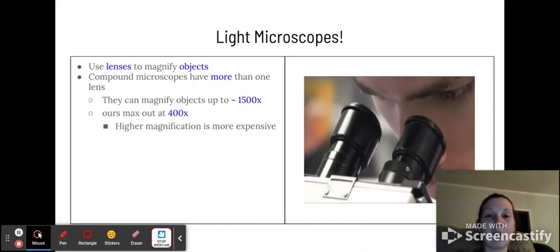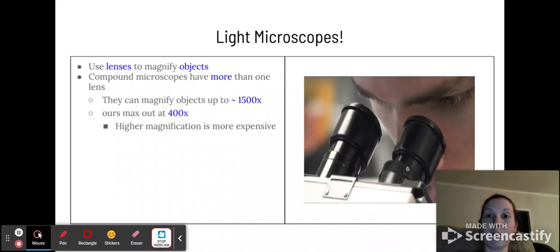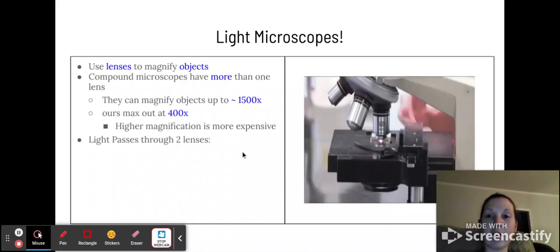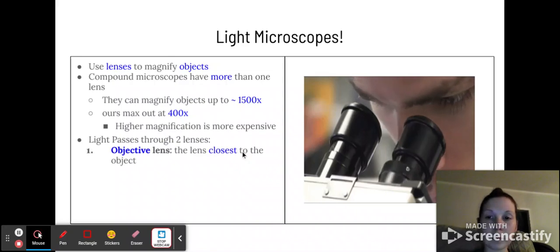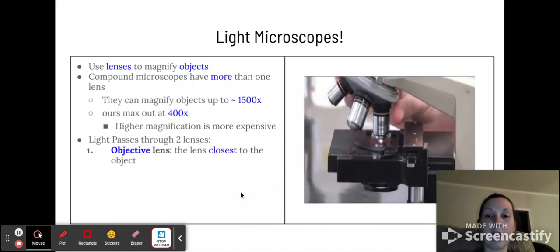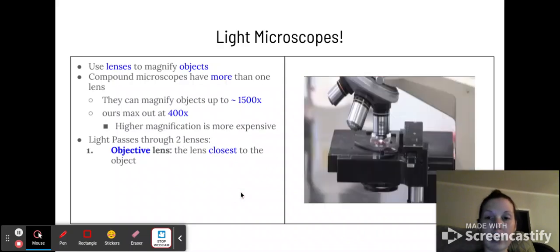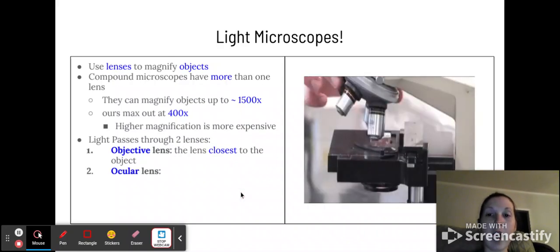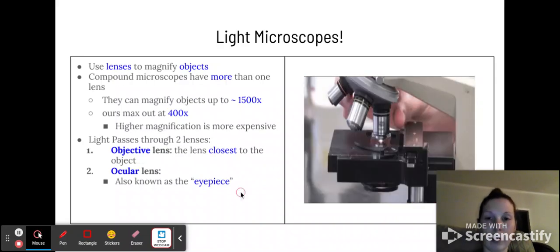Higher magnification is more expensive, which is why we in a public school do not have higher magnification. And light will pass through two lenses. First it'll pass through the objective lens, which is the lens closest to the object. And then we have the ocular lens, which is known as the eyepiece. So that's where you look through.